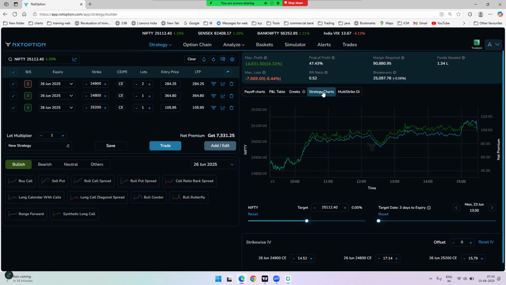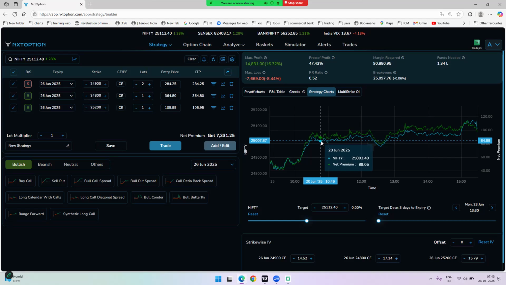Then you have the strategy chart, which shows how this particular strategy moved along with the Nifty. So here we are taking the net premium, that is, I'm selling two calls of 24,900, buying one call of 24,800, and buying one call of 25,200. If I add up all these numbers, whenever you're selling a put or a call, the premium will be positive for you. And whenever you're buying calls, the premium will be negative for you.